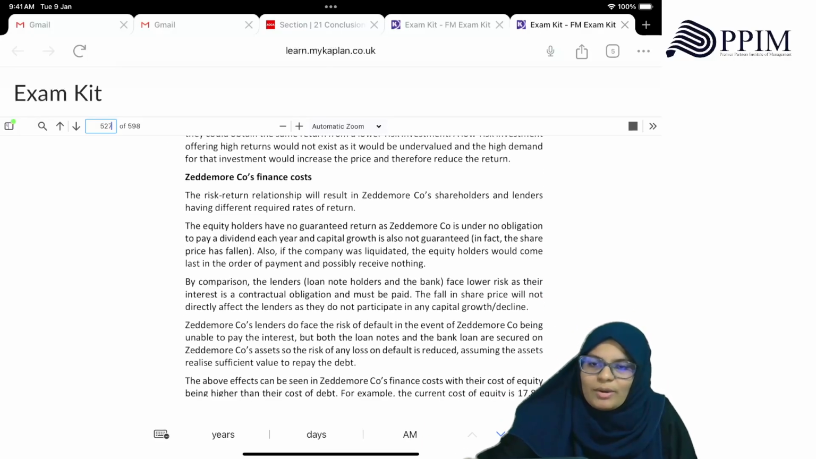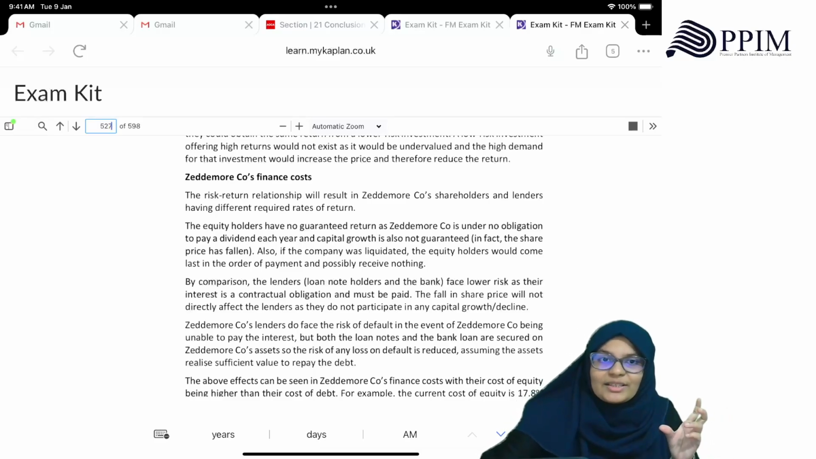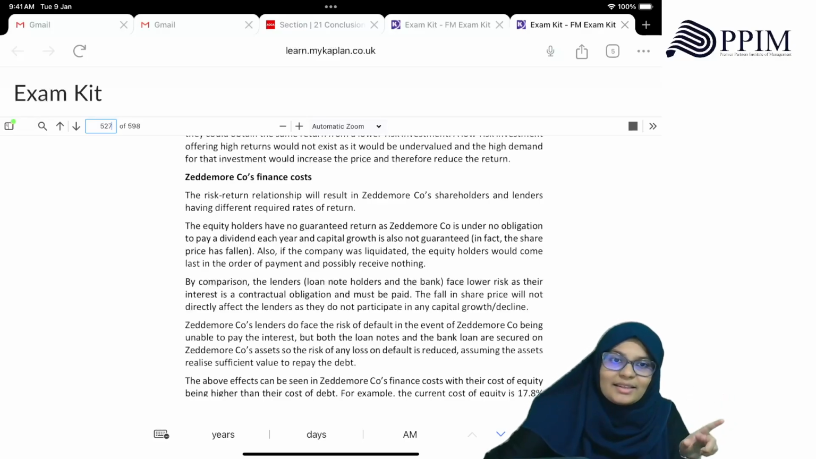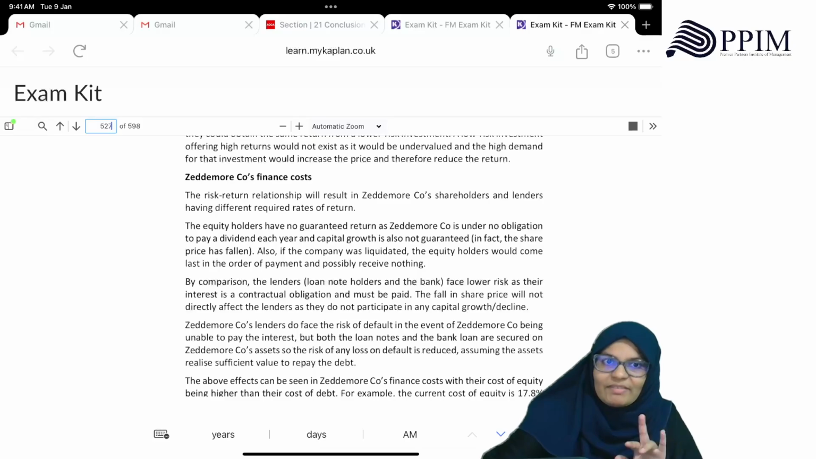Then if you talk about this particular company, they're saying the equity holders have no guaranteed return because ZMO has no obligation to pay a dividend, and capital growth is also not guaranteed. So that is something that we have to identify, right? Usually, if you're an equity holder, why is your risk high? One, debt is high. The other thing is nobody is telling you for sure I will pay you this much dividend, right? Because of that, usually the cost of equity is higher than the cost of debt when we compare. Okay, so that's the first point they're saying.